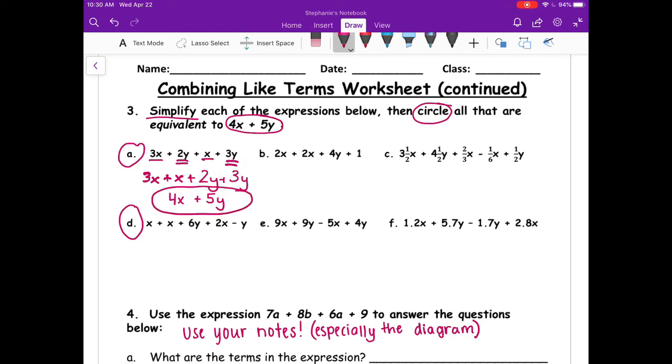Perfect. Let's try D. Again, I'm going to underline all my like terms, so x's and y's, and rewrite my problem so that all my like terms are together. Then once I combine them, I will have 4x plus 5y. Again, the same answer, so I'll go ahead and circle that as well.